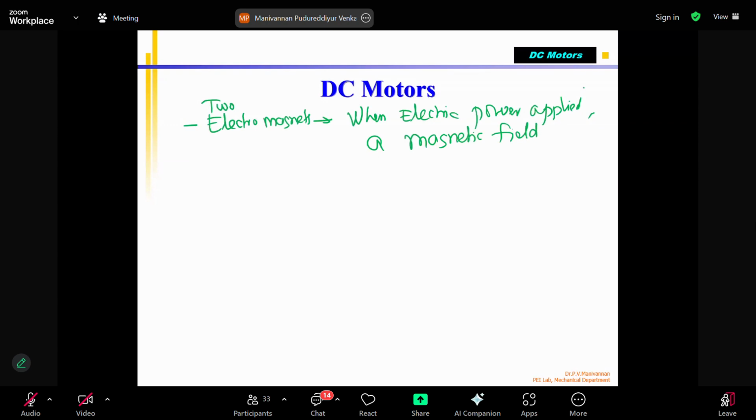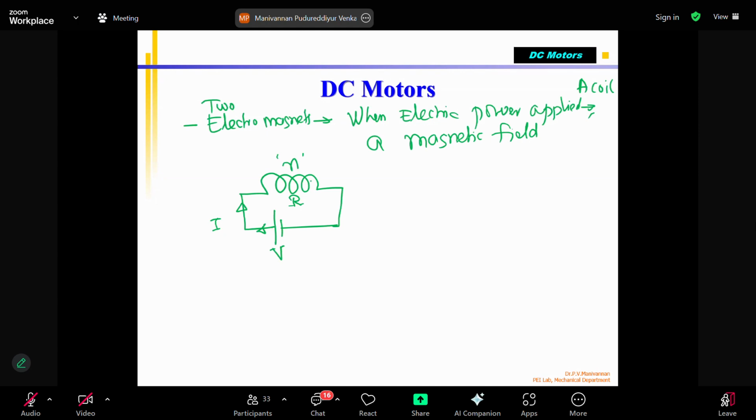This electric power is applied to what? A coil. Note down. Correct? That means you take a wire and make it into a coil. Okay, and I supply voltage V to this. Because of that, there's a current flow I, and the coil has resistance R and n number of turns. Because of that, current is flowing.